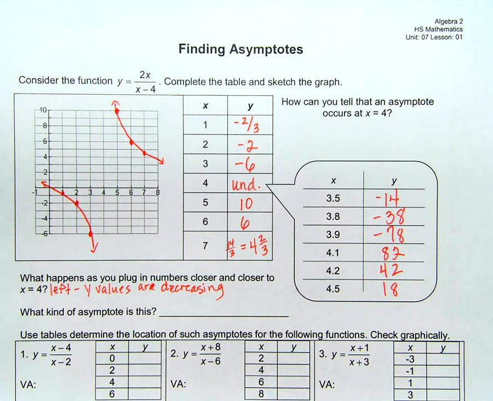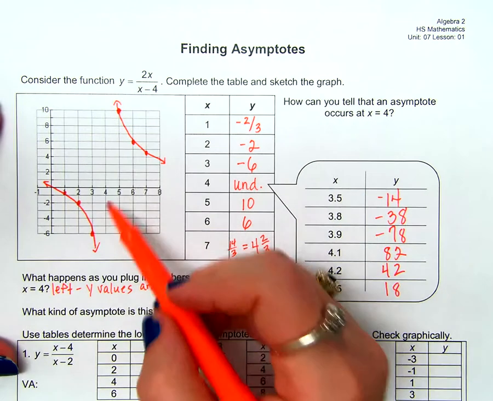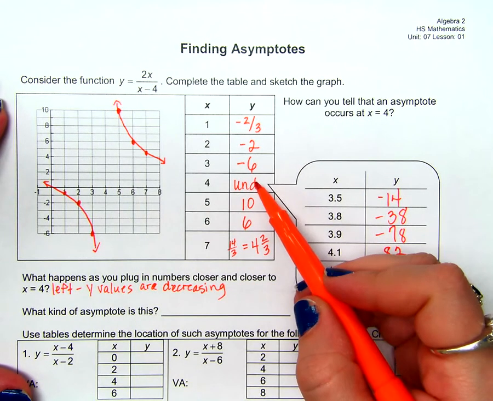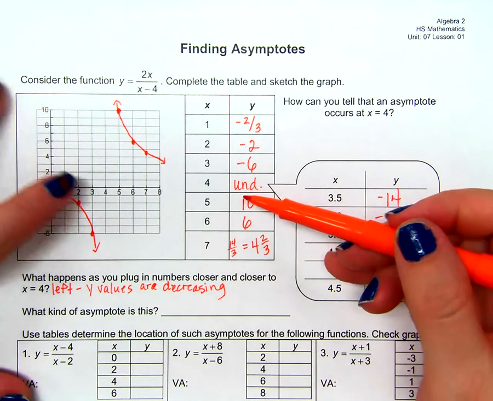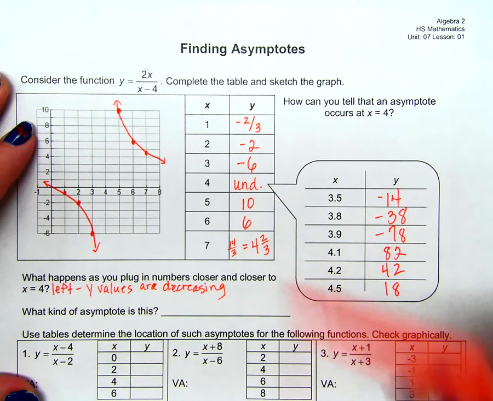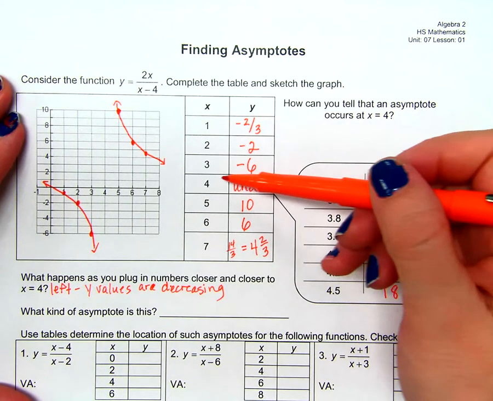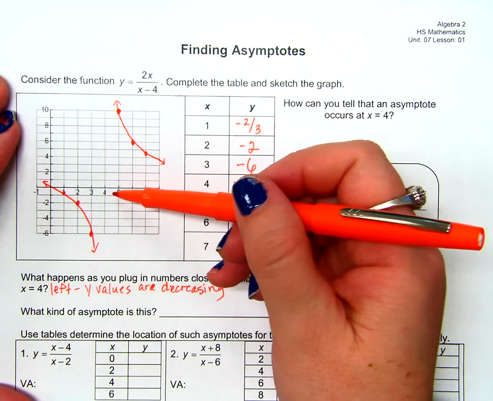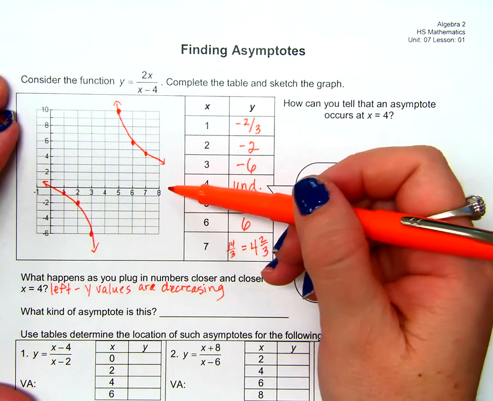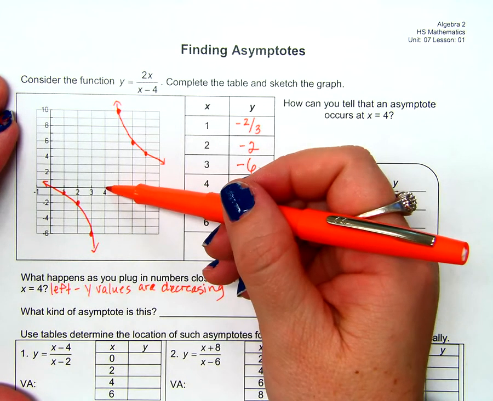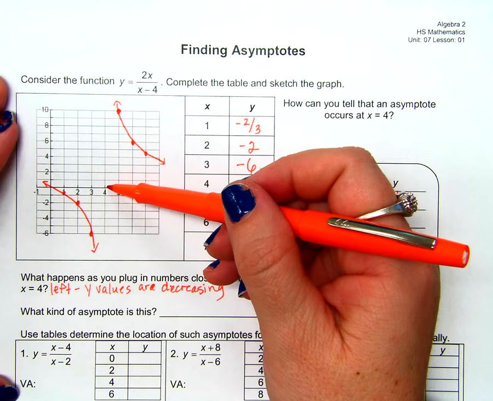So what about if we're talking about from the right? What does it mean if I'm asking you about from the right? Am I talking about starting at 4 and going to the right? No, I'm talking about approaching 4 from the right. So as my x values are getting closer to 4, what is happening to my y values?